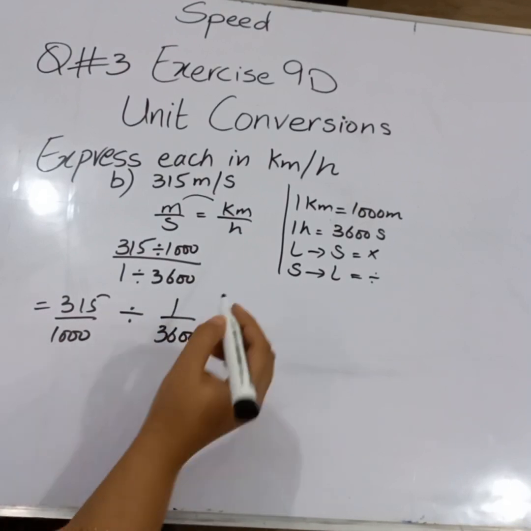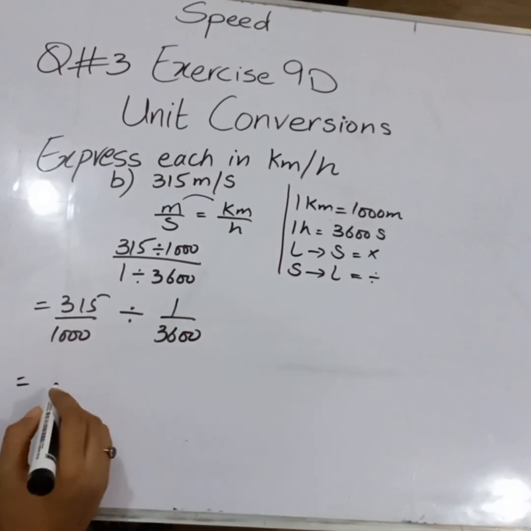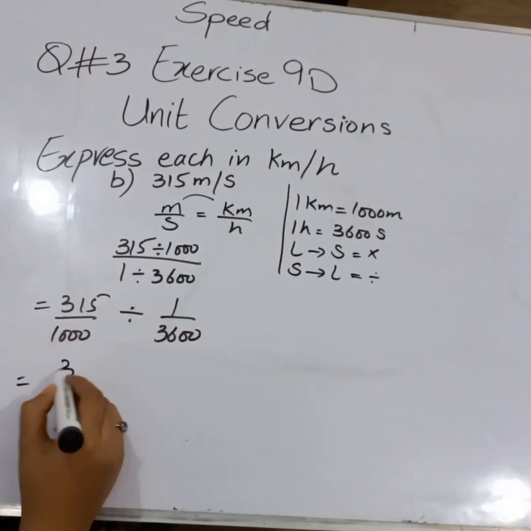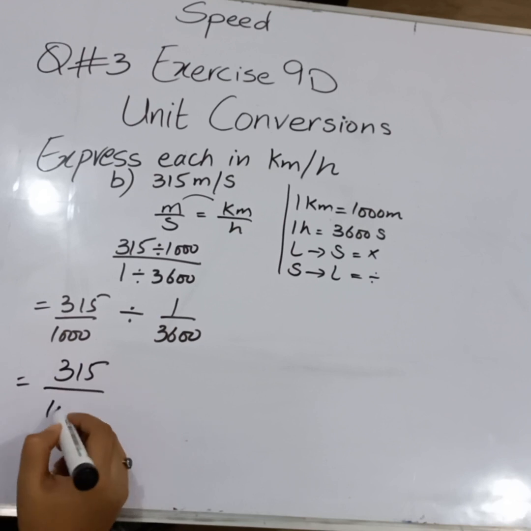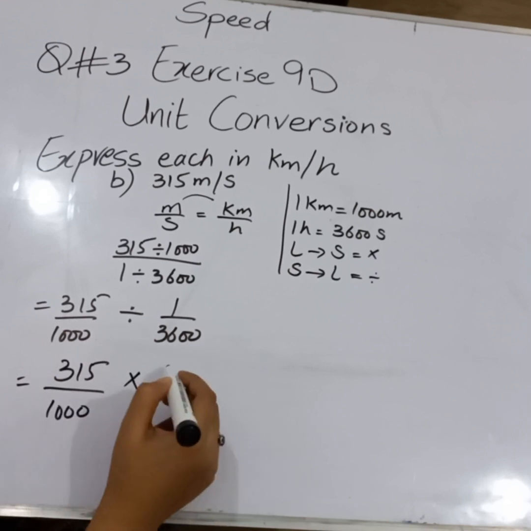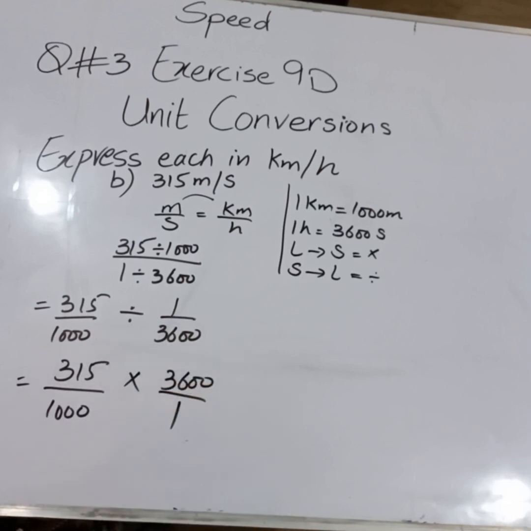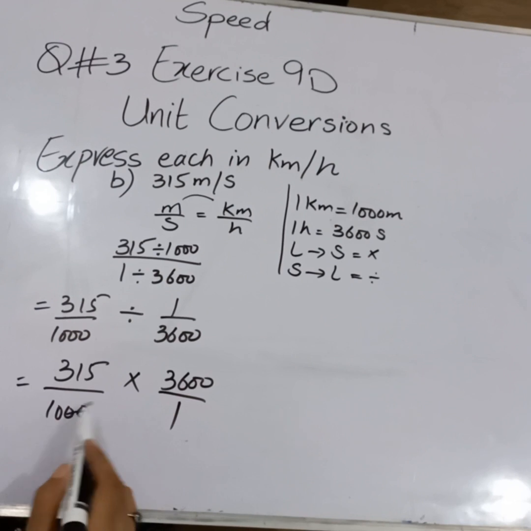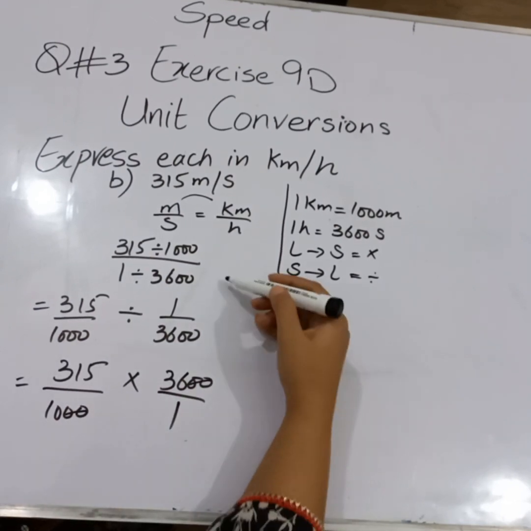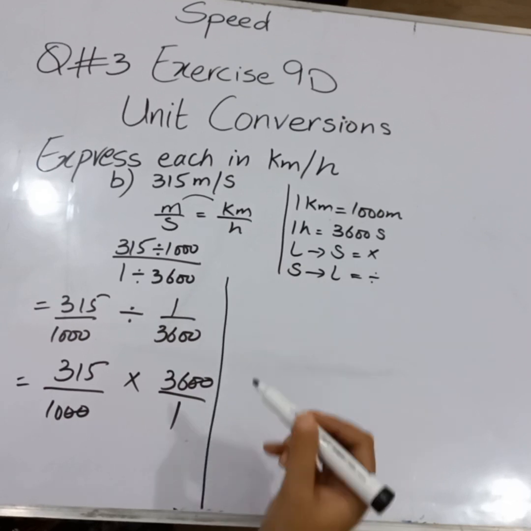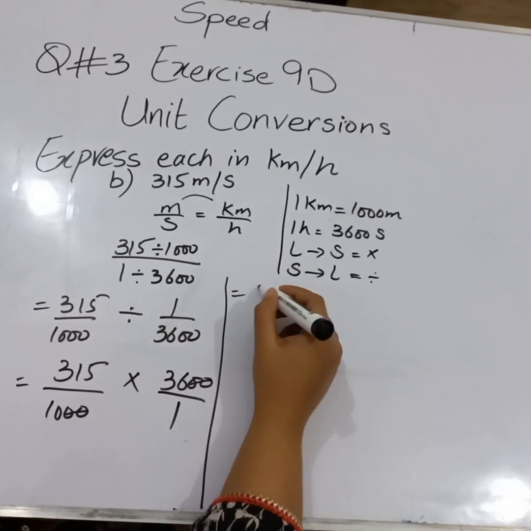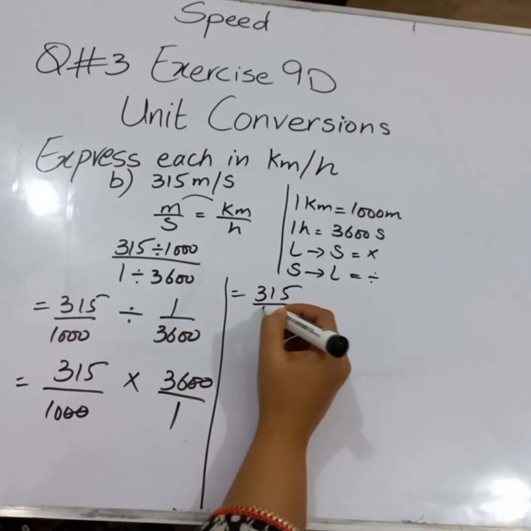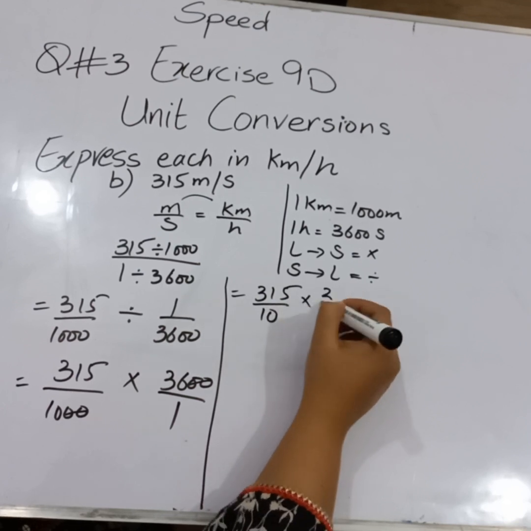Now, if I want to make changes in it, I will do what? I will do reciprocal. So this 3600 will be in the numerator and 1 will come in the denominator. Now zeros will be cancelled out. These two zeros will be cancelled by these two zeros, and I will be left with 315 by 10 multiplied by 36.